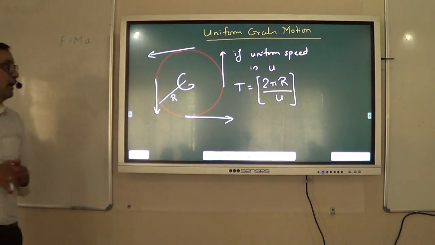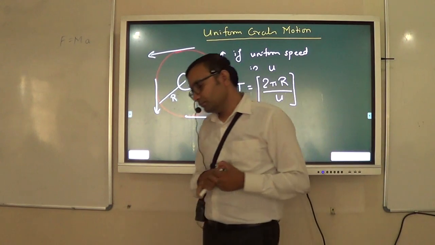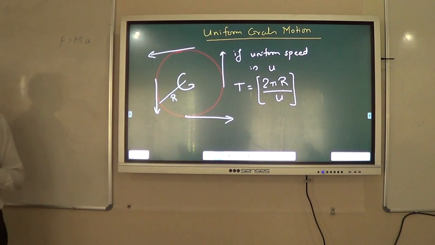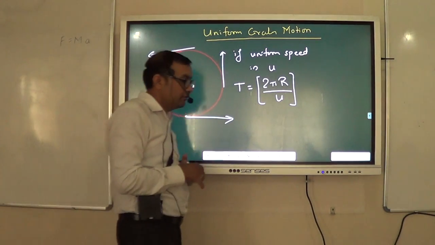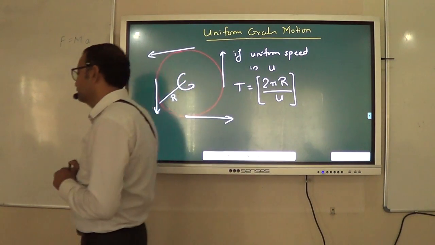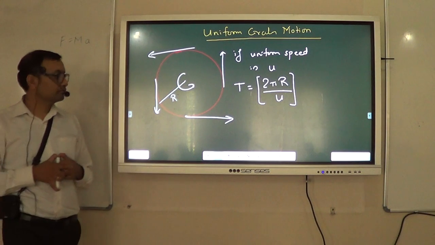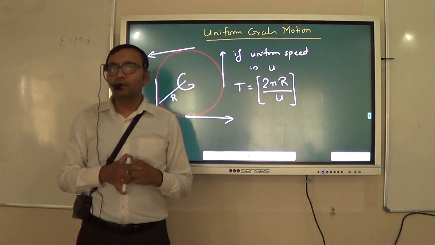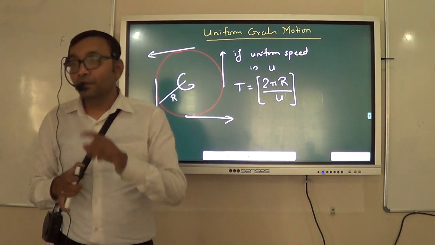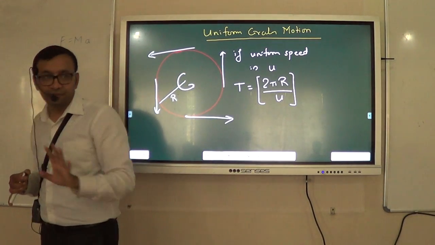Write down. An object moving in uniform circular motion will have an acceleration. First write down this. Will have an acceleration. Okay?